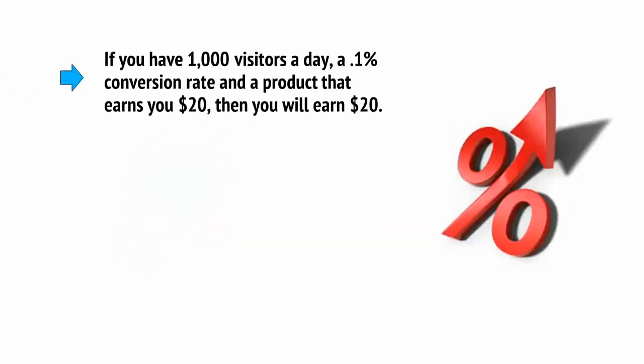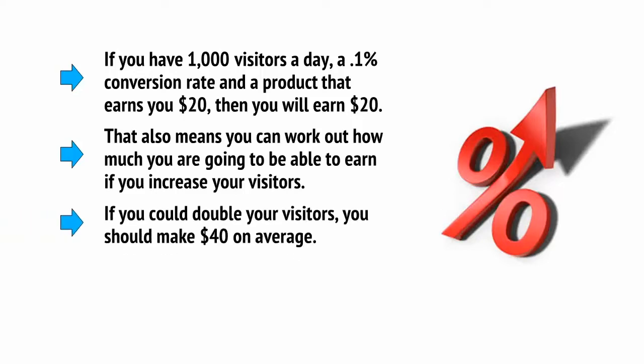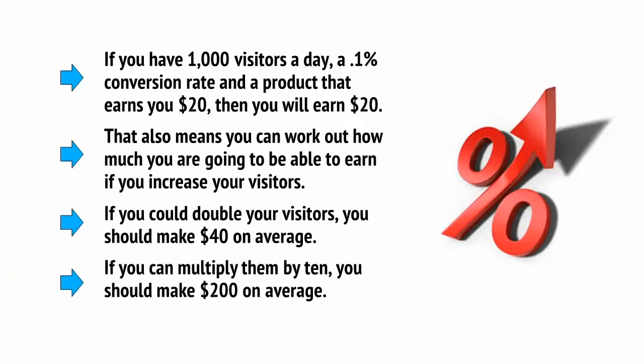For example, if you have 1,000 visitors a day, a 0.1% conversion rate, and a product that earns you $20, then you will earn $20. That also means you can work out how much you are going to be able to earn if you increase your visitors. If you could double your visitors, then you should make $40 on average. If you can multiply them by 10, then you should make $200 on average.